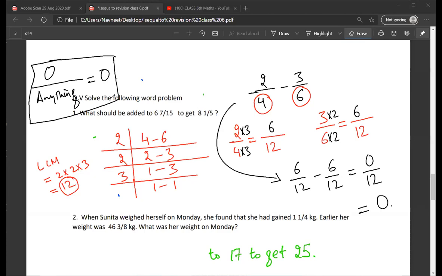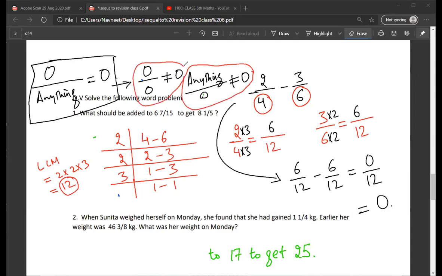Mr. Sarthak, have you understood? Yes, sir. But Mr. Sarthak, two things that you need to understand: this anything can't be 0. So 0 upon 0 is not equal to 0. Have you understood? Yes, sir. Similarly, anything upon 0 is not equal to 0. Okay, sir. Mr. Satya, is there a doubt? No, sir.